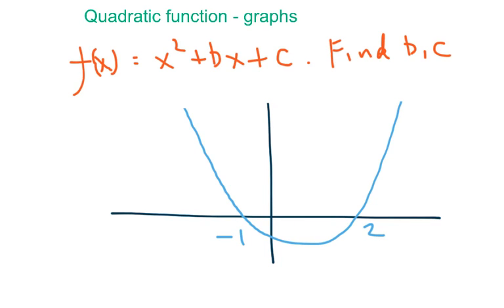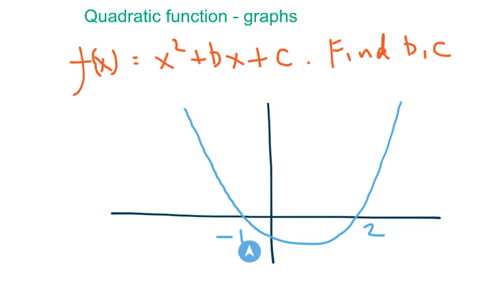This video is about, you'll be shown a picture of a quadratic function like this. You're given where this function cuts the x-axis. These are called the roots, minus 1 and 2. And they will say that the function is something like x squared plus bx plus c. And you're asked to find these values b and c. We do it by solving a simultaneous equation.